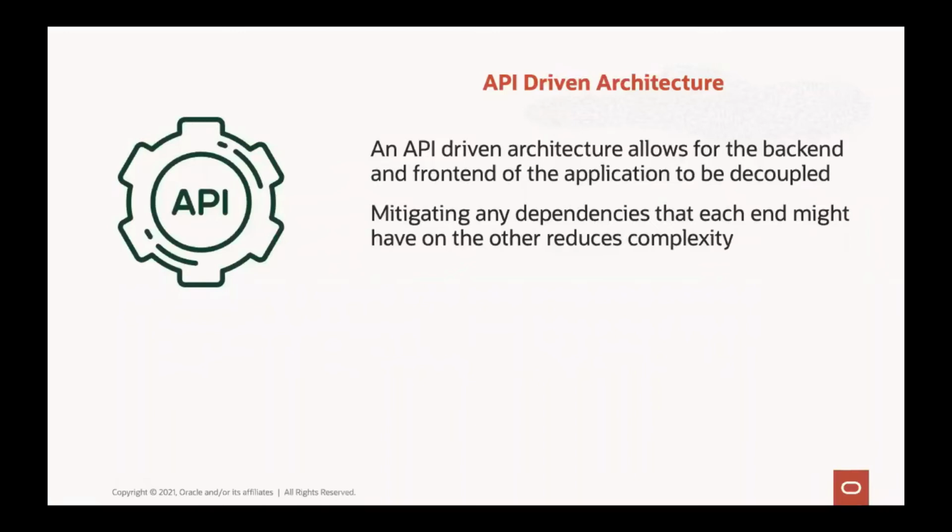The third aspect and the third methodology of developing modern applications is to provide API connectivity to your database platform. And this can be used in many ways. You can decouple, for example, the backend and the front end of the application, or you can provide your partners and customers the capability to communicate with your database and use your application programmatically using APIs.